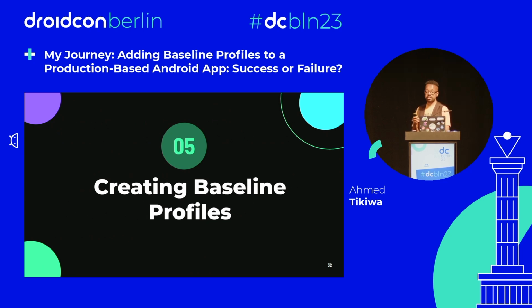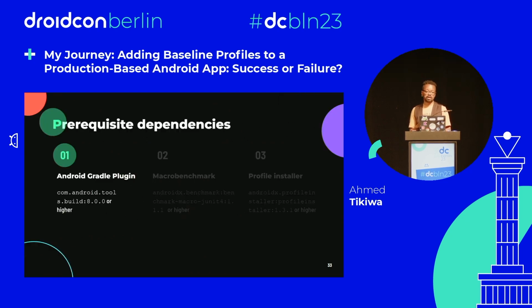So how do you actually create baseline profiles? Well, there are two ways. To be able to take advantage of build improvements when using baseline profiles, it is recommended to use the Android Gradle plugin 8 or higher. In this app, Up Next, I'm using the AGP 8.2.0 Alpha 09. So it's one of the latest versions.